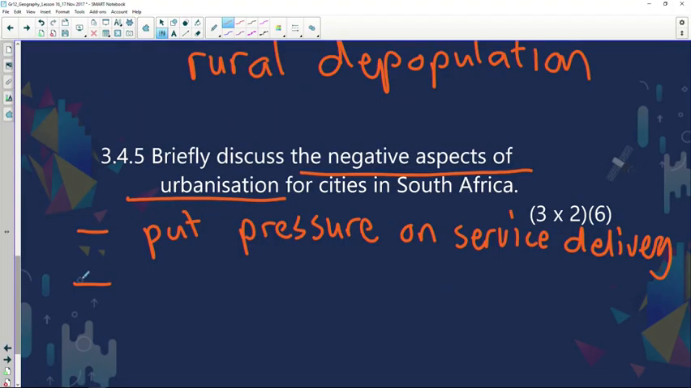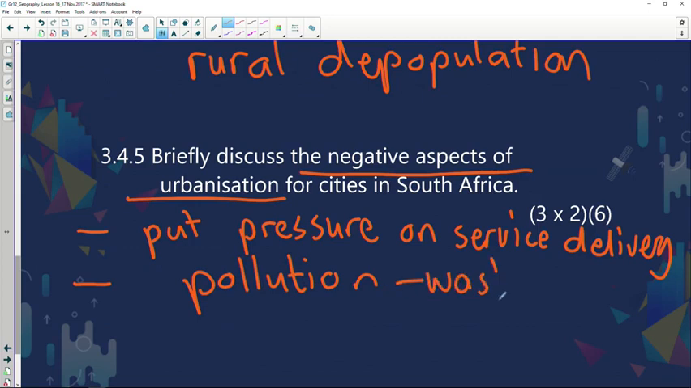Now, all of a sudden, because of the movement of all of these people, what's going to happen? There's going to be a higher demand for electricity. There's going to be a higher demand for housing. There's going to be a higher demand for water. So that's probably the biggest problem that we experience. It puts pressure on the service delivery. Our second point is it creates a lot of pollution. More pollution is being generated, like waste disposal.